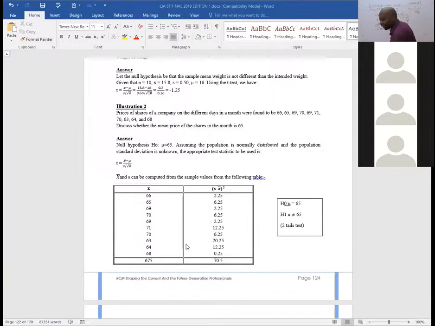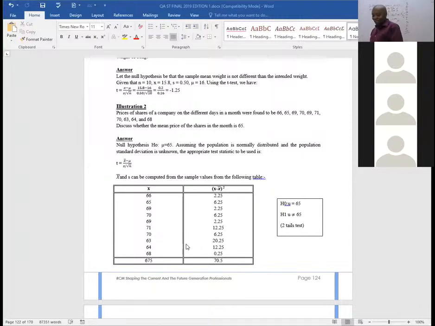Now I have to rewrite again. My table will not be enough. So we have X there. We have 66, 66, 65, 69, 70, 69, 70, 69, 71, 69, 71, 70, 63, 64, 68, like that. So ladies and gentlemen, I would want to get X bar out of this information.